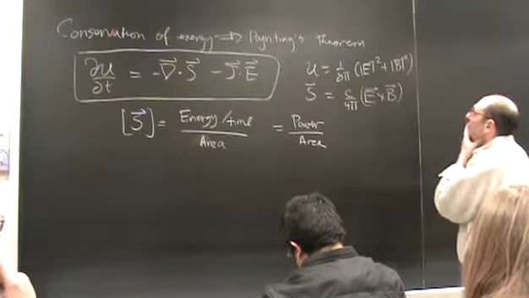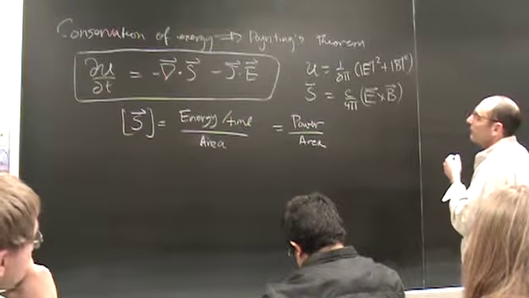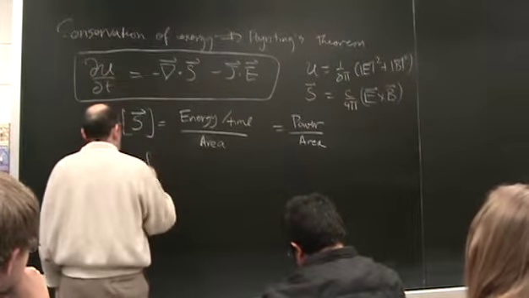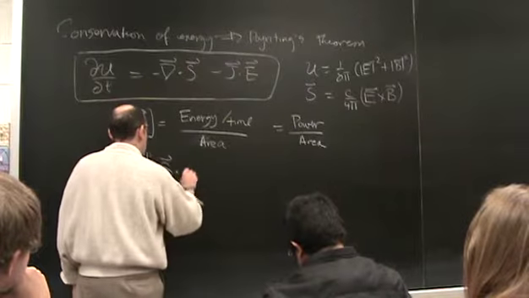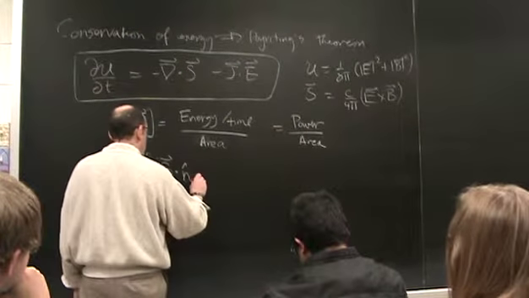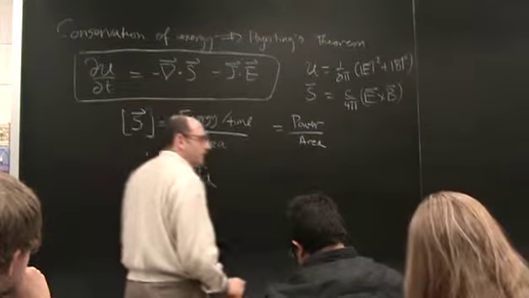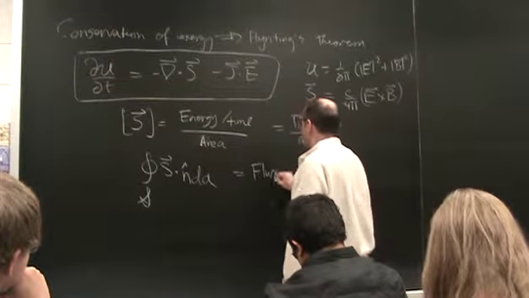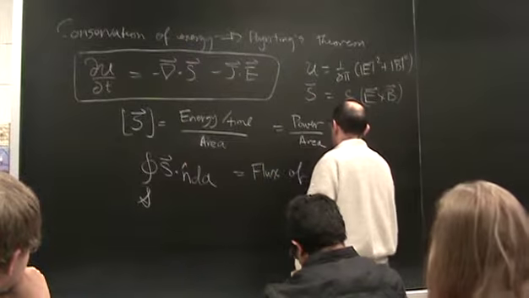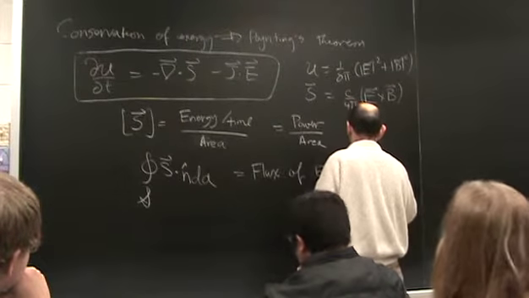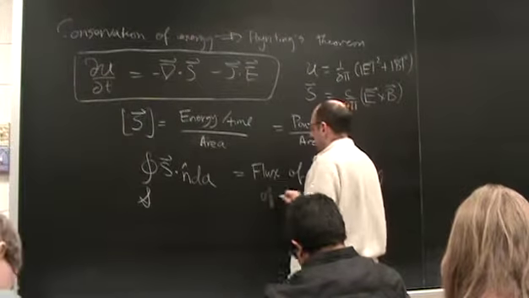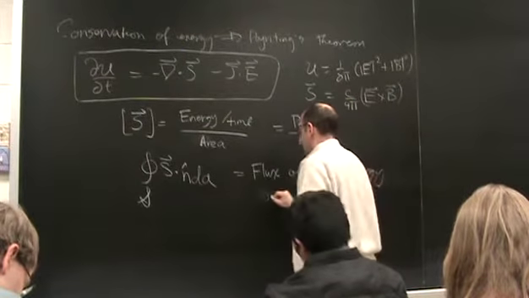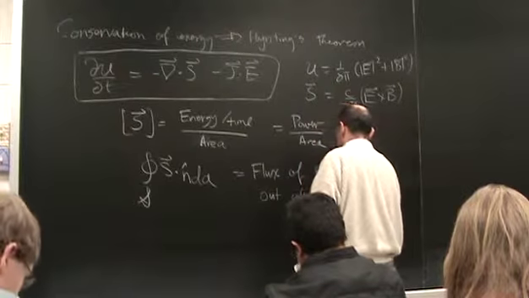All right. Very good. So what this says, of course, is that if I were to integrate the Poynting vector through a closed surface, this is equal to the flux of electromagnetic energy out of the surface.